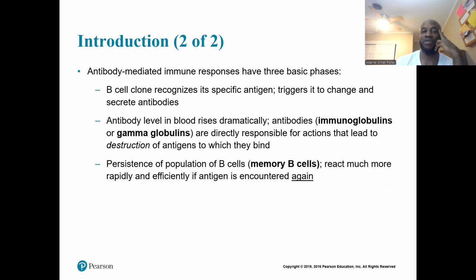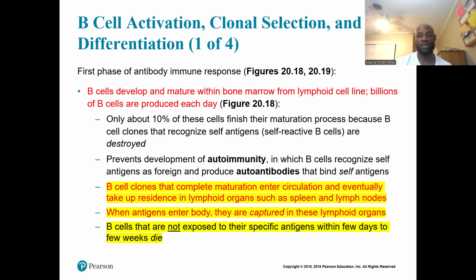This antibody-mediated immune response has three basic phases. The B cell clone recognizes its antigen, triggering it to change and secrete antibodies. The antibody level in the blood rises, directly responsible for actions that lead to destruction of the antigens to which they bind. The persistence of this population of B cells means they react much more rapidly the next time around. We have this memory response.